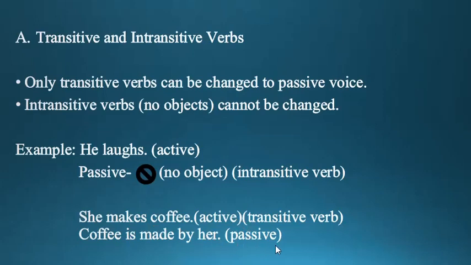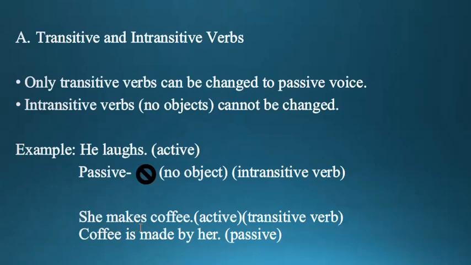When we change it into passive voice, it turns out like this: the object, coffee, becomes the subject. That is, coffee comes to the first part of the sentence, and this sentence is in the simple present form, "makes". So in the simple present form, "is" is used. We'll learn that later. Coffee is made.